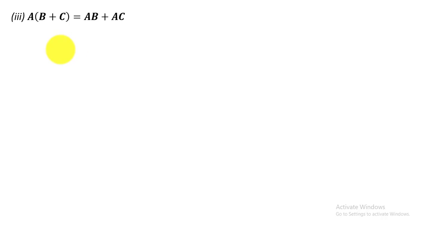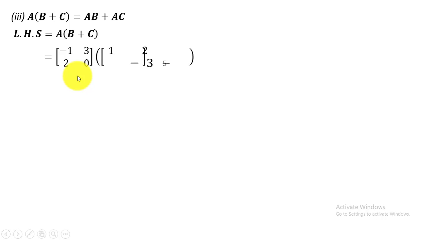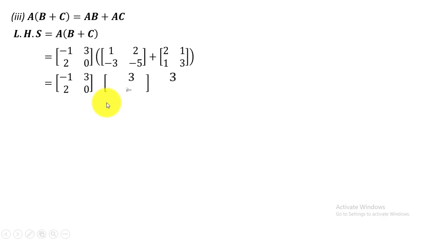A times B plus C is equal to A times B plus A times C. Left hand side is equal to A times B plus C. First we add these two matrices. So we add their corresponding elements. 1 plus 2 that is equal to 3, 2 plus 1 that is equal to 3. Negative 3 plus 1 that is equal to negative 2 and negative 5 plus 3 that is equal to negative 2. And next we multiply these two matrices.